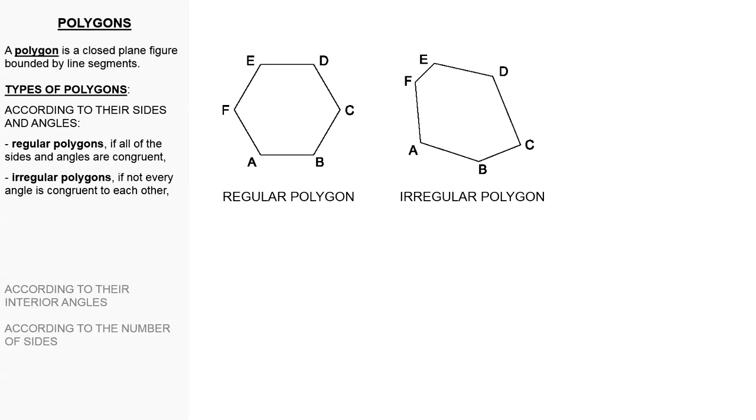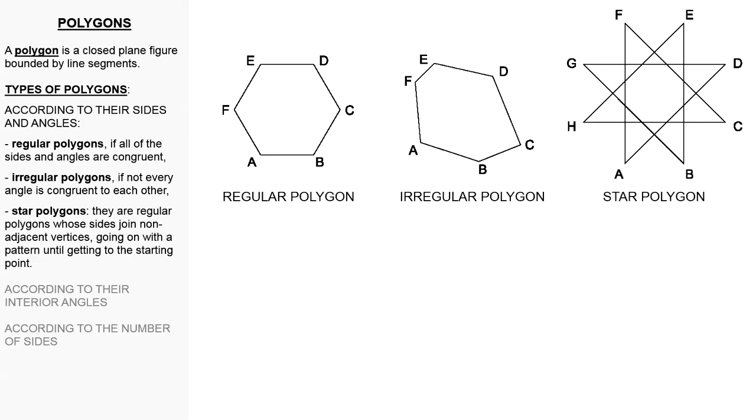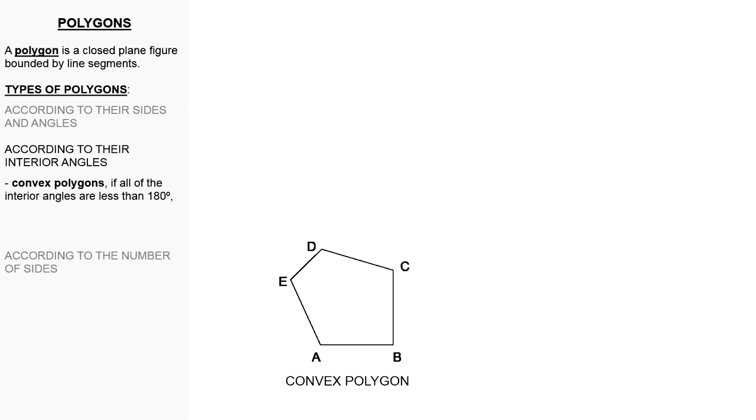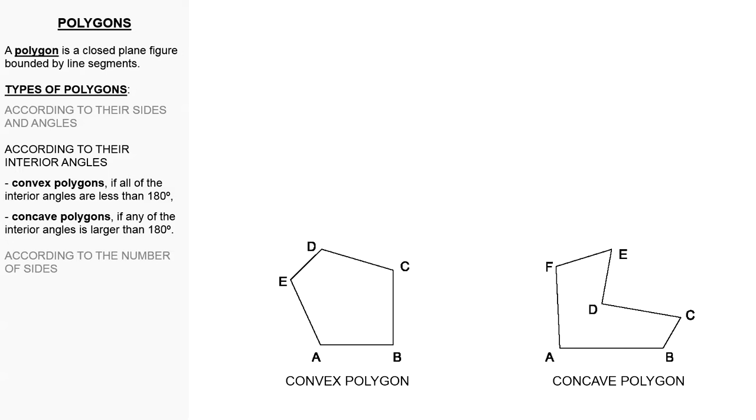Irregular polygons, when not every angle is congruent with everyone else. And finally, star polygons, which are regular polygons, that is, they have congruent sides and congruent angles, where their sides join non-adjacent vertices, following a pattern until ending the polygon at the first vertex. If we classify polygons according to the amplitude of their interior angles, there are convex polygons when every interior angle is less than 180 degrees, and concave polygons when there is at least one interior angle that is greater than 180 degrees.